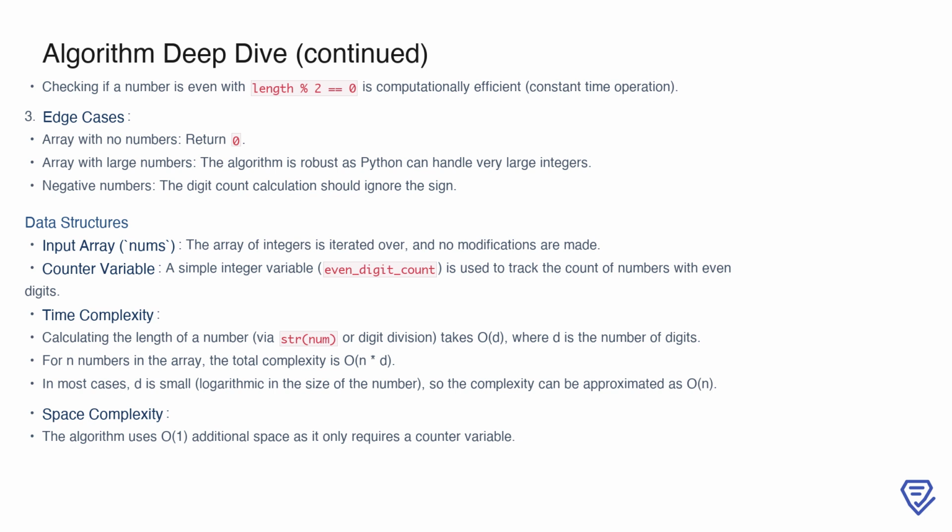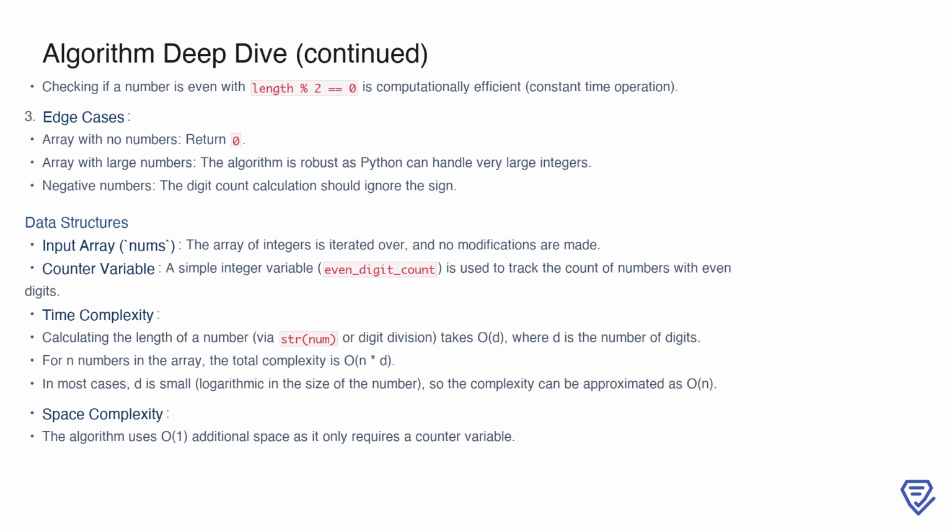If the array is empty, we should return 0 since there are no numbers to process. For arrays with very large integers, the algorithm remains robust because Python handles large integers natively without overflow issues. Additionally, for negative numbers, the digit count calculation should ignore the negative sign, as it does not contribute to the number of digits. In terms of data structures, we are working directly with the input array nums and do not modify it. We use a single counter variable, even_digit_count, to track our result.